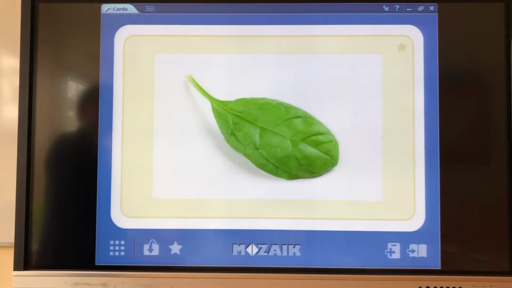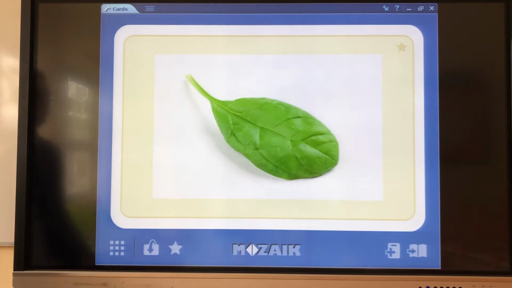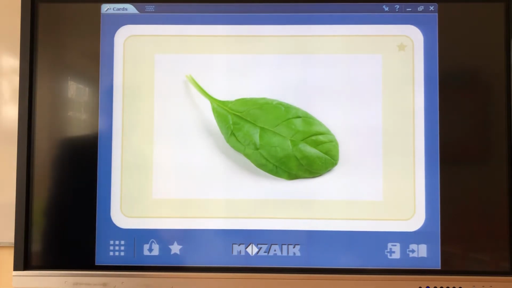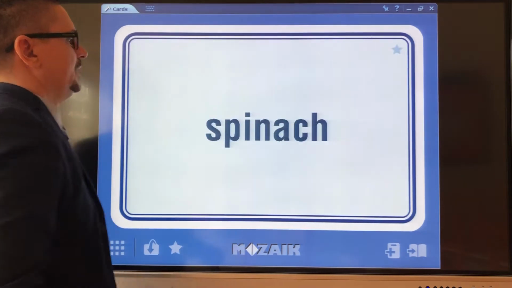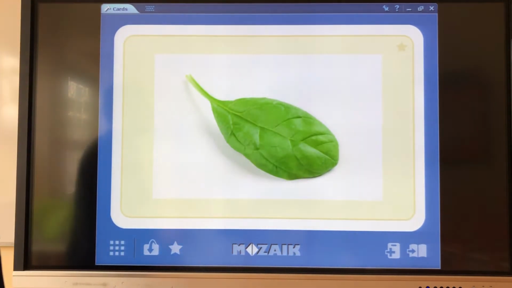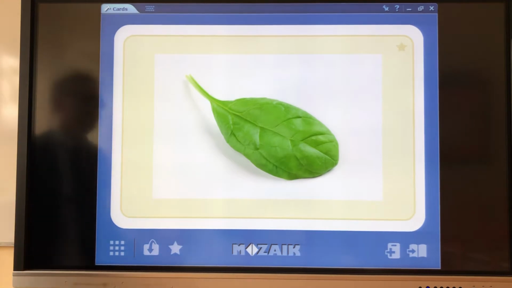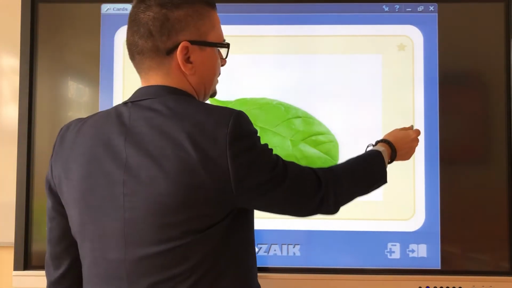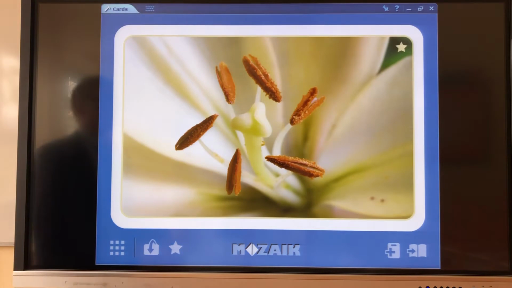Then, what part of a vegetable is this? Yes, it's spinach. And which part do you eat? The flower, the fruit, or the seeds? The leaf, of course. This is the green leaf full of chlorophyll.